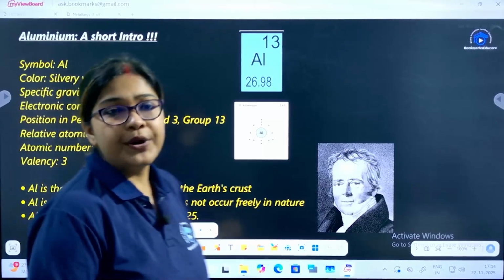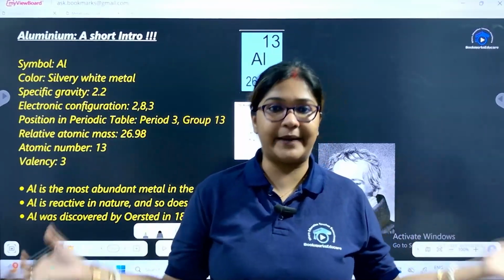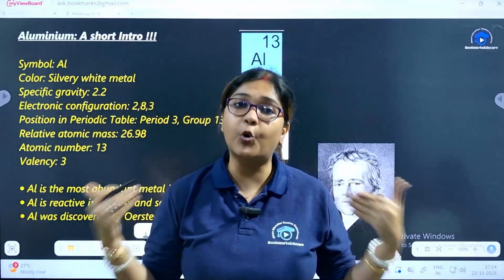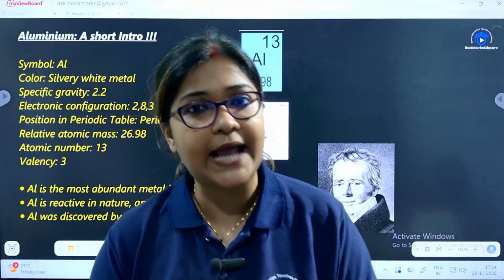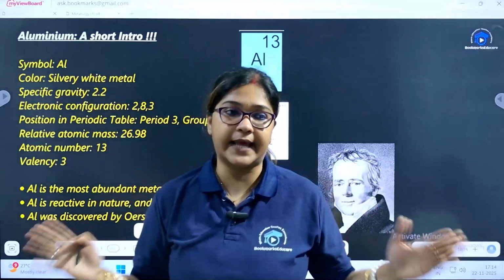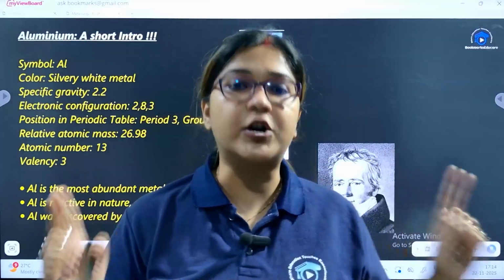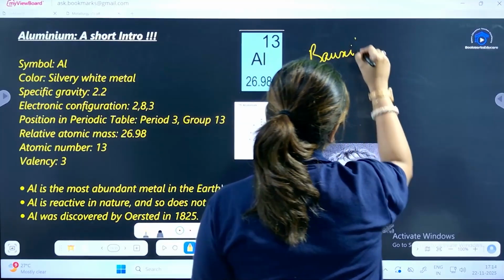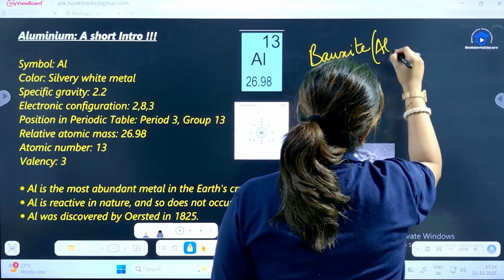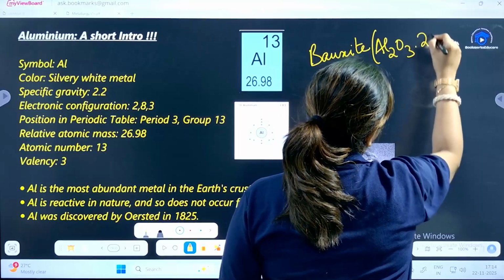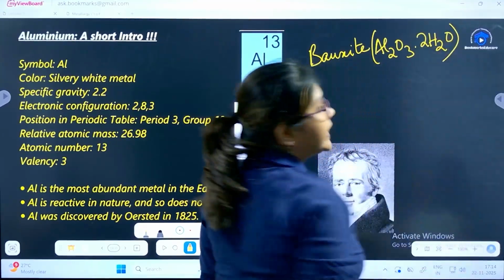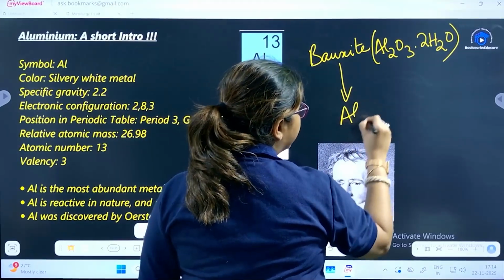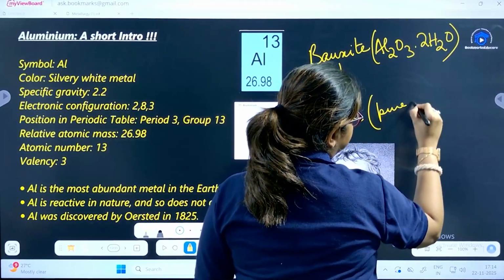Now coming to the extraction of a particular metal, aluminium. How is aluminium extracted from its ore? From which ore do you get aluminium? It is none other than the hydrated ore, bauxite. Bauxite is the ore from where you extract aluminium. This is Al2O3.2H2O, the hydrated ore of aluminium. From here you get the pure metal.